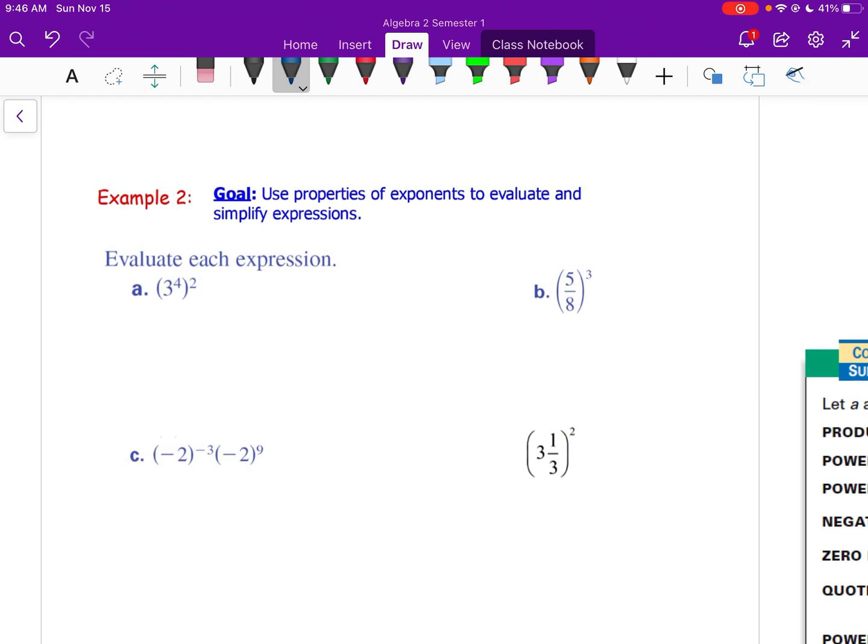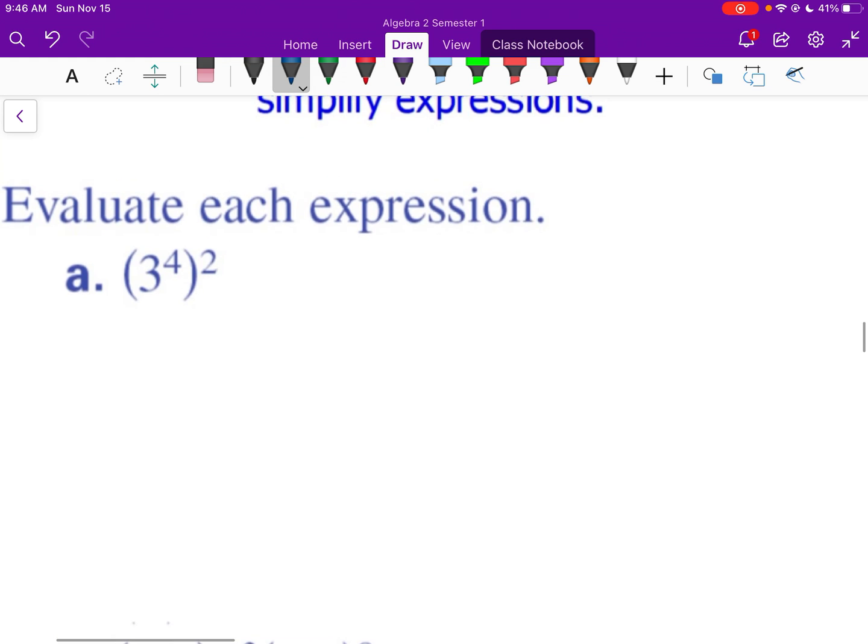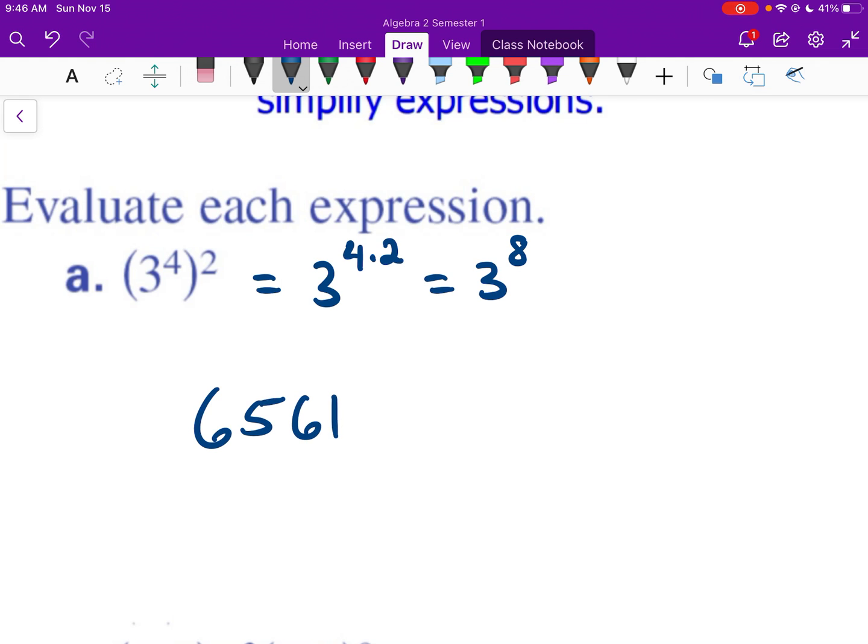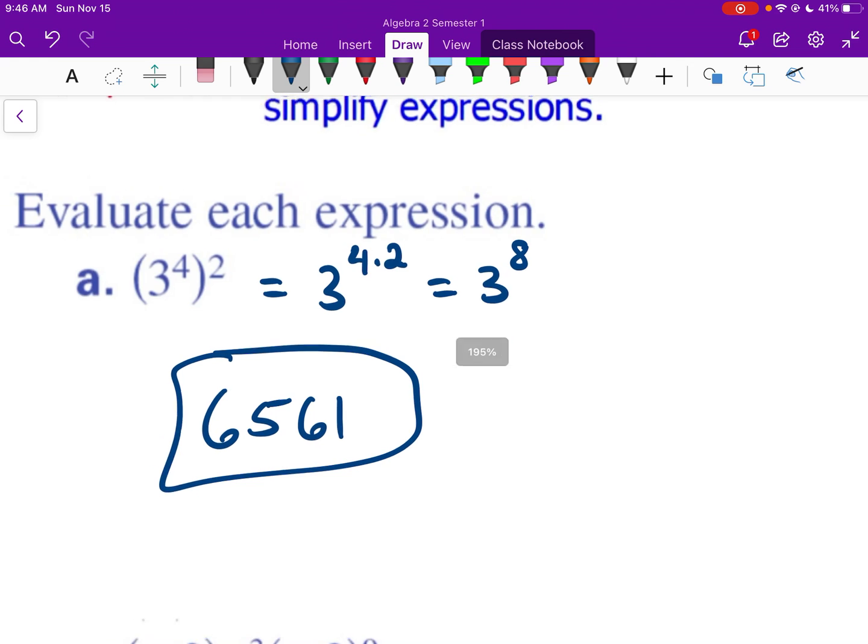Okay, so in letter A, we got a power to a power. In those cases, again, we multiply the exponent. So that's saying 3 to the 4 times 2, which would be 3 to the 8th. Now plug that into your calculator. You're going to get 6,561. Okay.